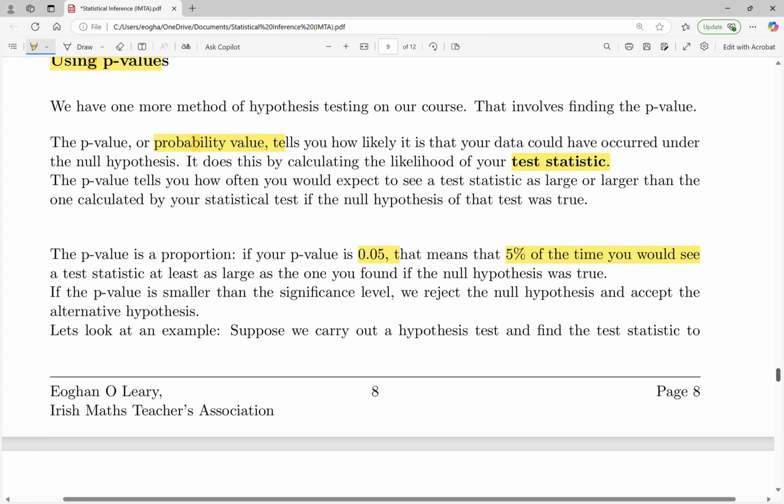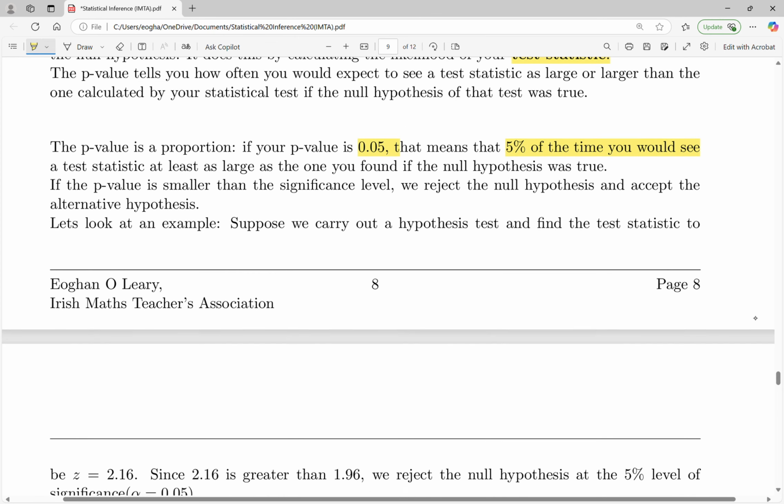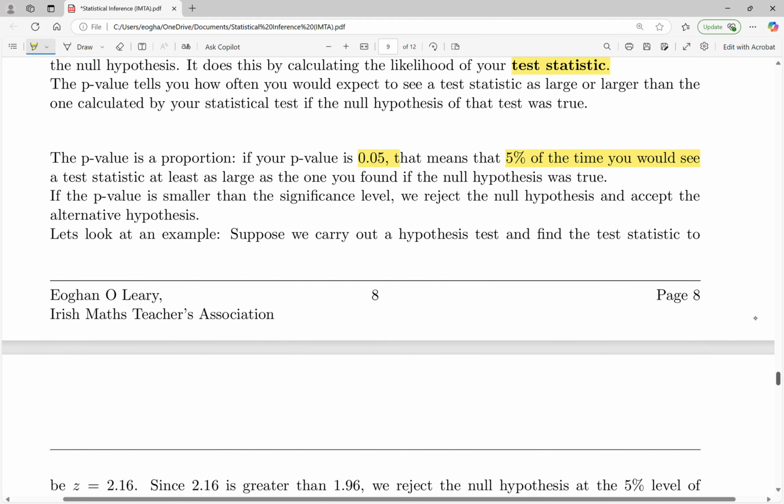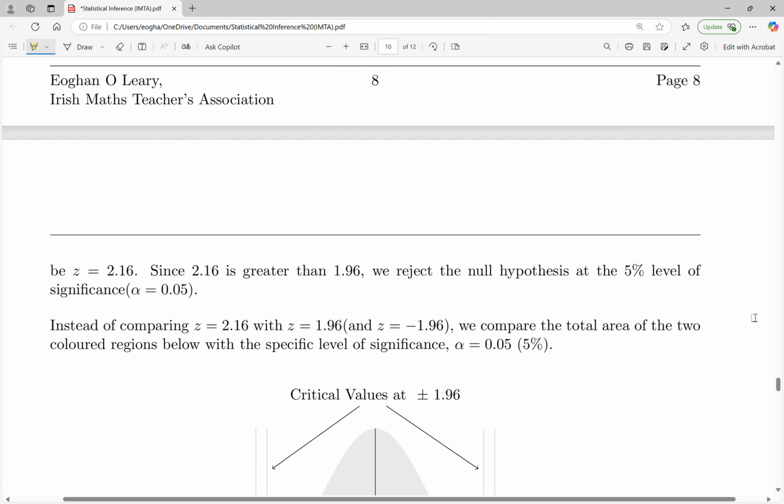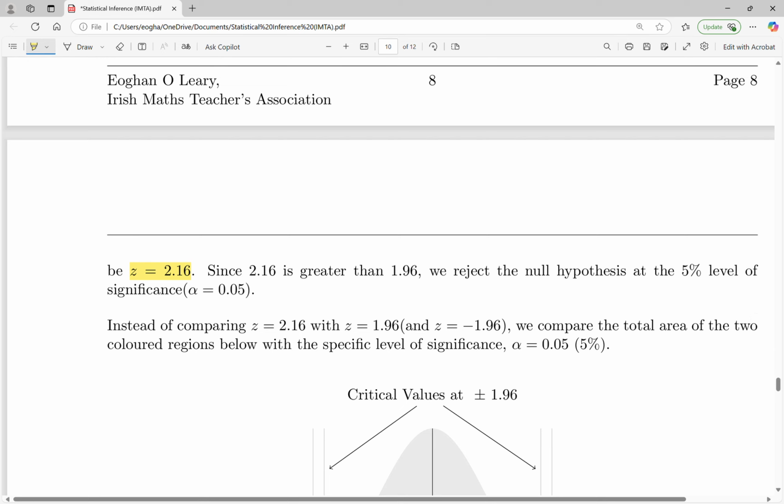Suppose we carry out a hypothesis test and we find that the test statistic is z equals 2.16. Now here's the truth. Once you have a z-score of 2.16 and you compare with 1.96, we could say, well, since z equals 2.16 is greater than 1.96, we reject the null hypothesis at the 5% level of significance. Okay, alpha is equal to 0.05.